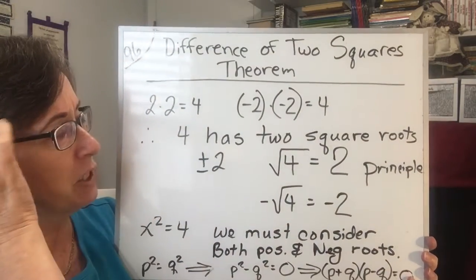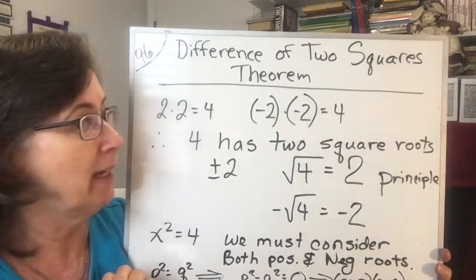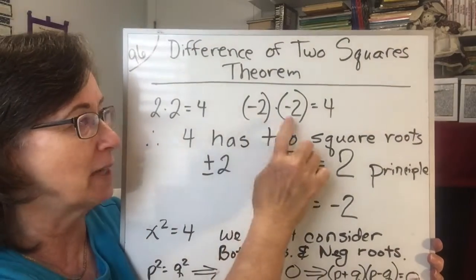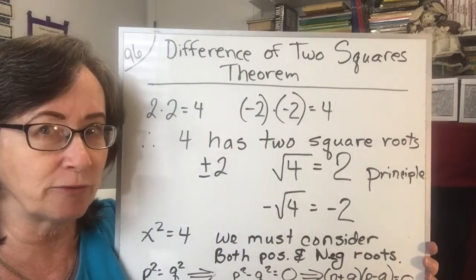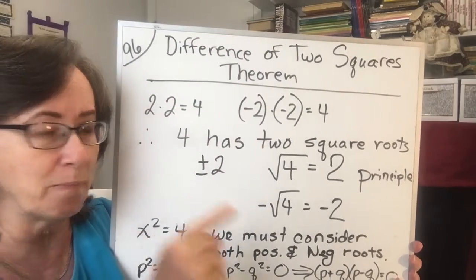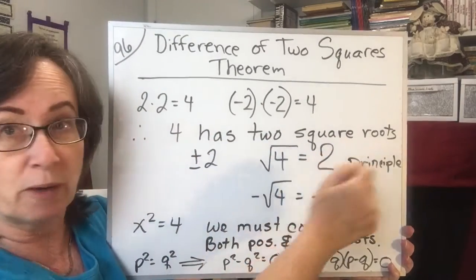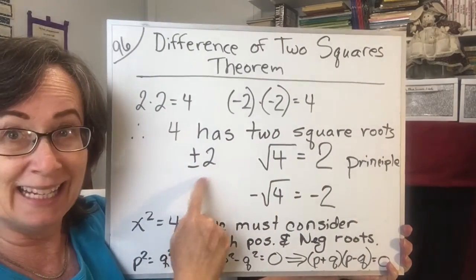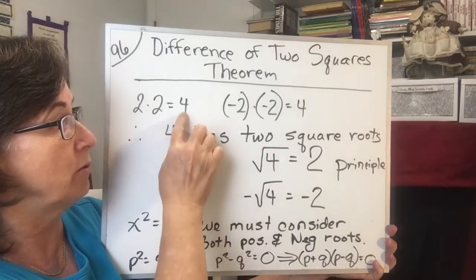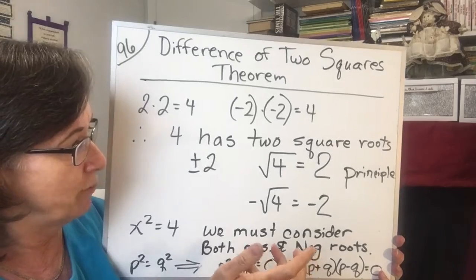So let's just recall that 2 times 2 is 4. That's pretty easy, right? But also, -2 times -2 is also equal to 4. So when it comes to square roots, which is going backwards, 4 has 2 square roots. Positive 2 and -2 are both square roots of 4 because both numbers, when squared, give you 4.